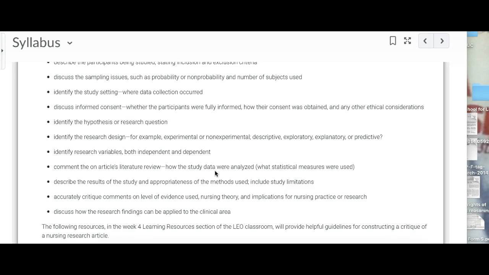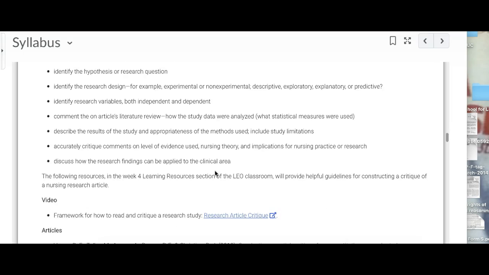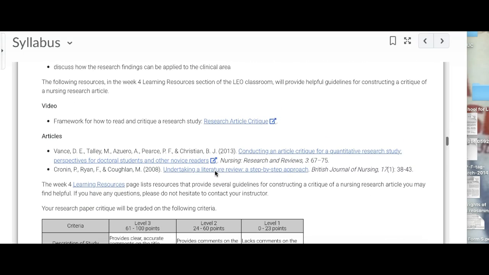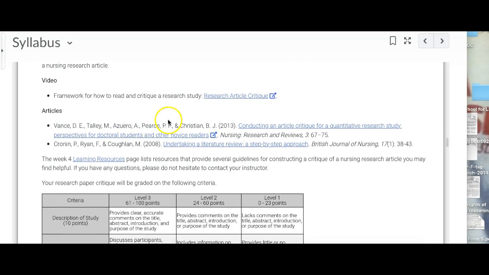So it shows that you're covering the topic and that you have knowledge of the topic and that you know whether it was addressed in the research article you looked at or not. After you get through that bullet list, you see a little bit more information. You've got an article that shows you how to critique a research article. You've got some other information here from Vance, Talley, Azuro, Pierce, and Christian, conducting an article critique for quantitative research.